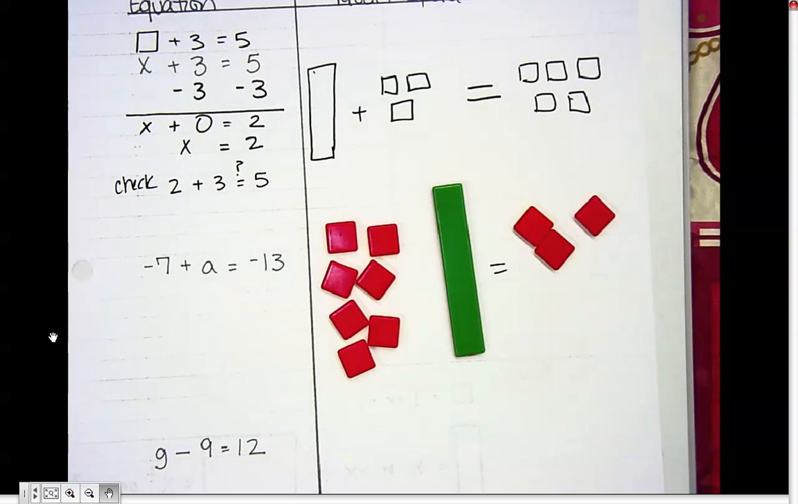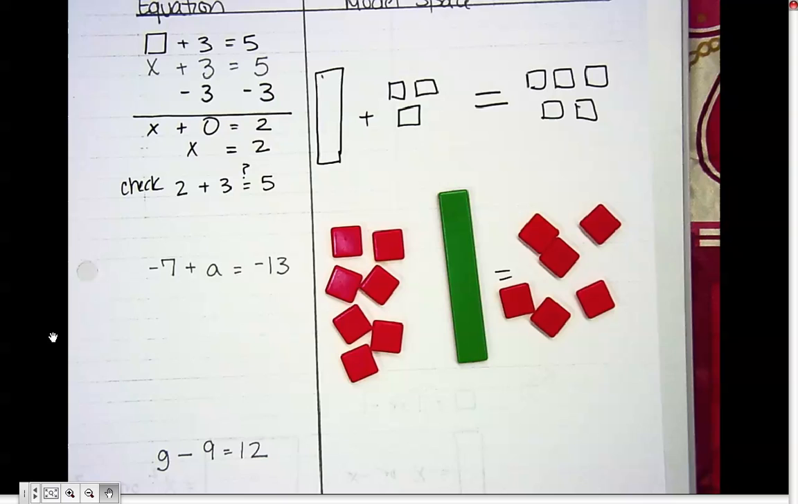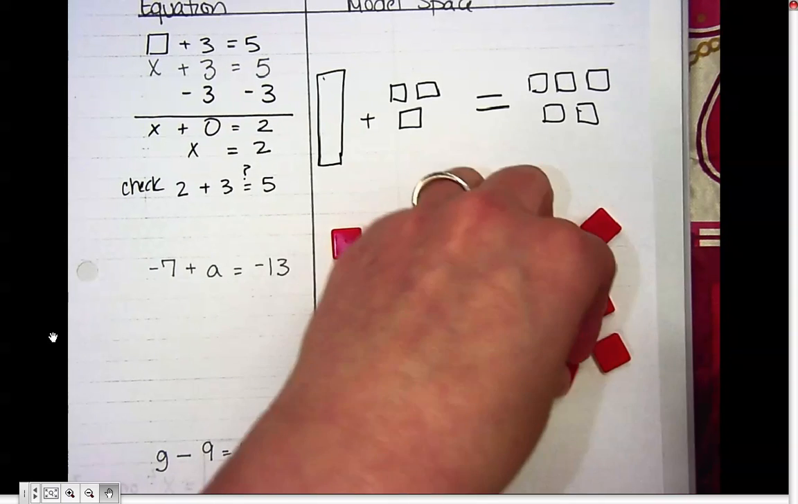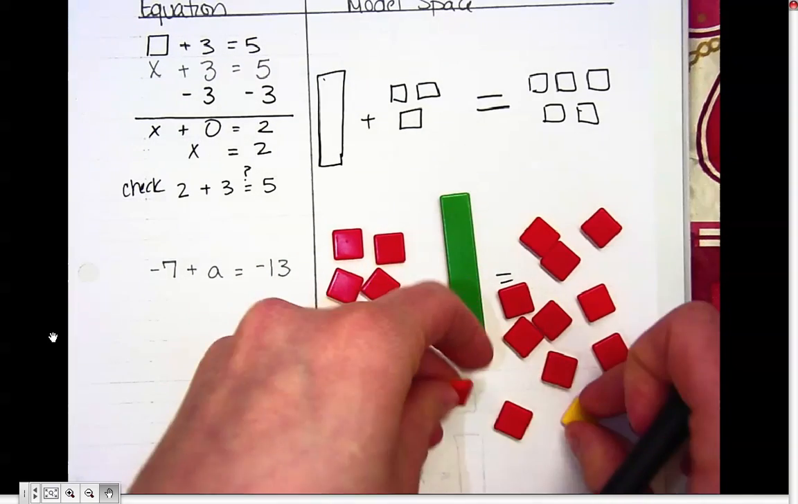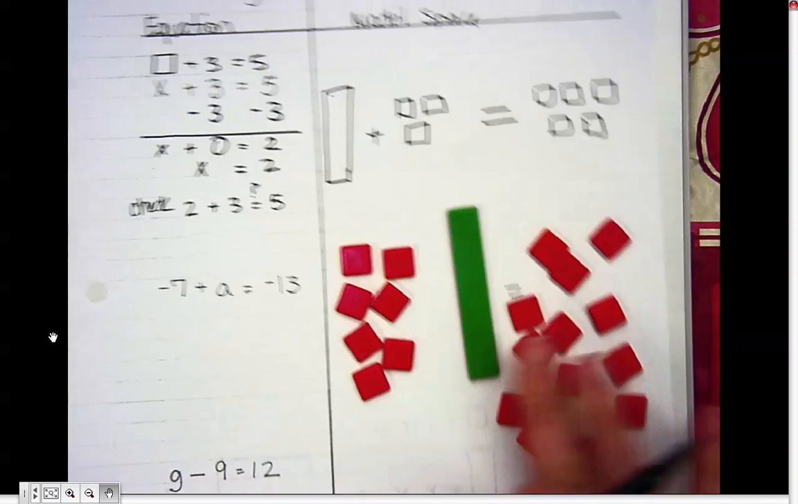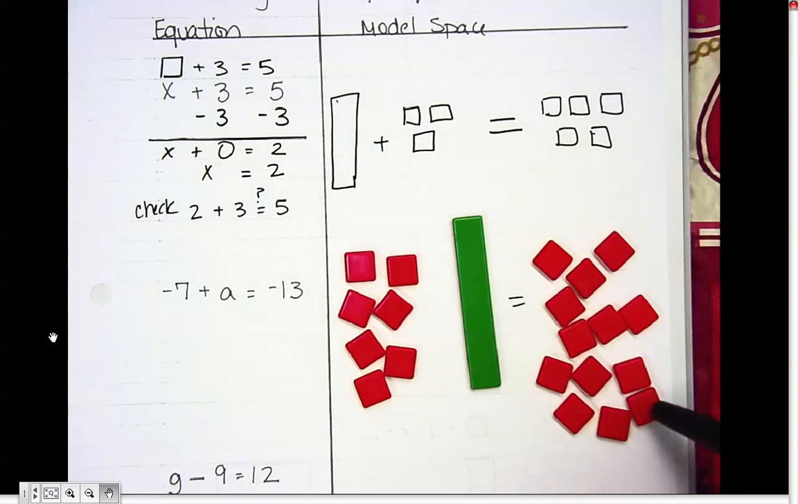So there's 3, 6, 9, and I have just enough, 13. Oops. There we go. All right, so I have 13 red pieces over here. 1, 2, 3, 4, 5, 6, 7, 8, 9, 10, 11, 12, 13.